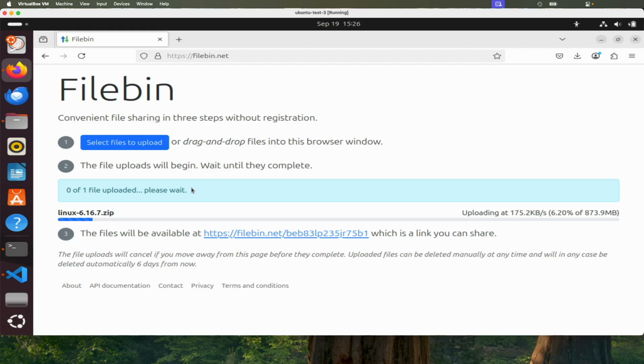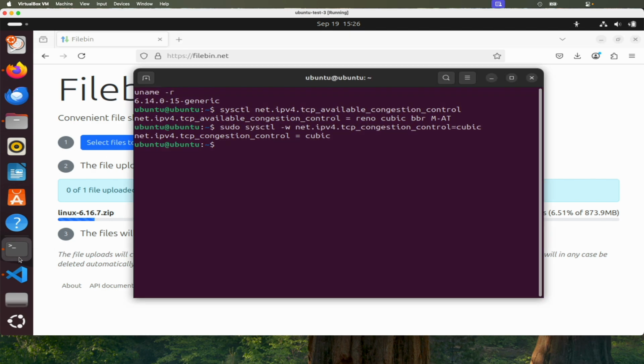Going down, 175 kilobytes per second. Okay, so let's recap with Cubic. It's about 170 kilobytes per second and 6.5% has been uploaded. Let's move on to Google BBR.